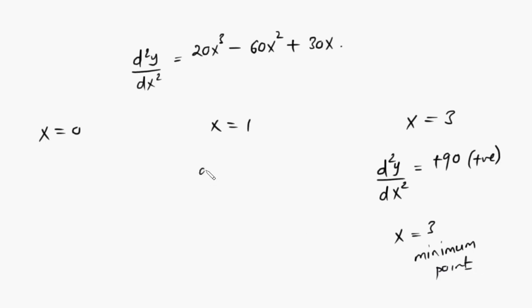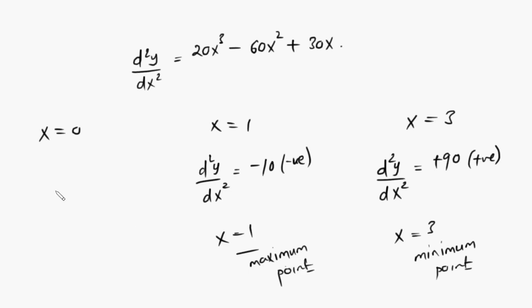Nikiweka 1 je, when I put 1 in my second derivative now, 1 cube ni 1 times 20 ni 20. 1 square ni 1 times 60 ni 60. 20 minus 60 negative 40. Negative 40 plus 30 is negative 10. Hapa napata negative now. So when the second derivative is negative, it means x equals to 1 is a maximum point, okay? Maximum point.